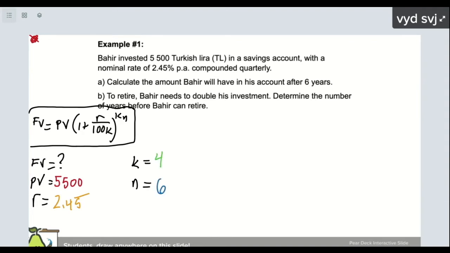N is a number of years. N is always a number of years. That's never going to be decimal, always a natural number, whole number. You can't have negative years. If you had negative years, I need to call you because then you discovered time travel. You're going to help me out.